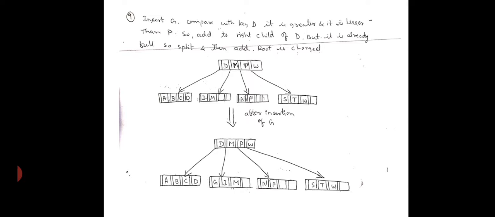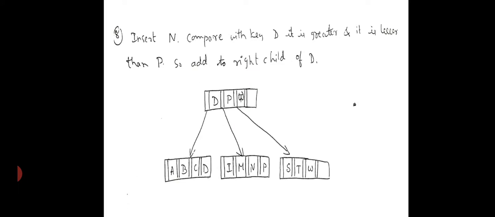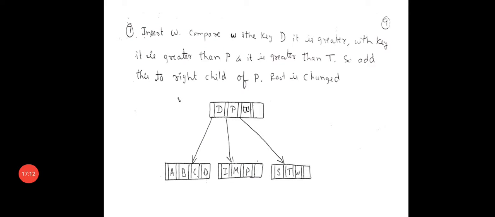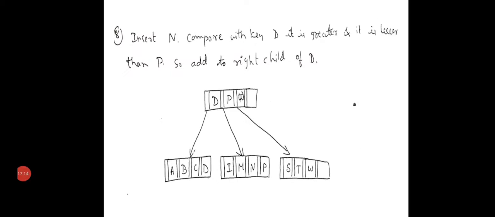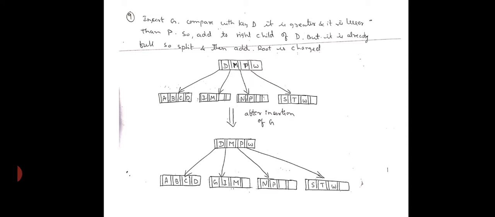Next, after N you need to add G. Compare with the D. G is greater than D, and it is lesser than P. So the next element you need to insert is G.